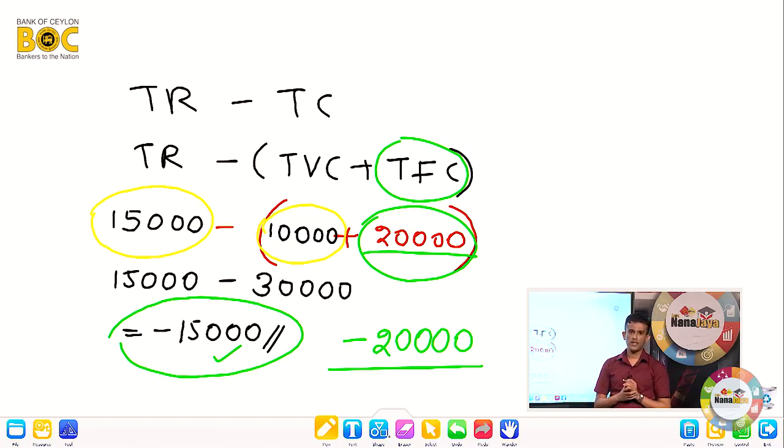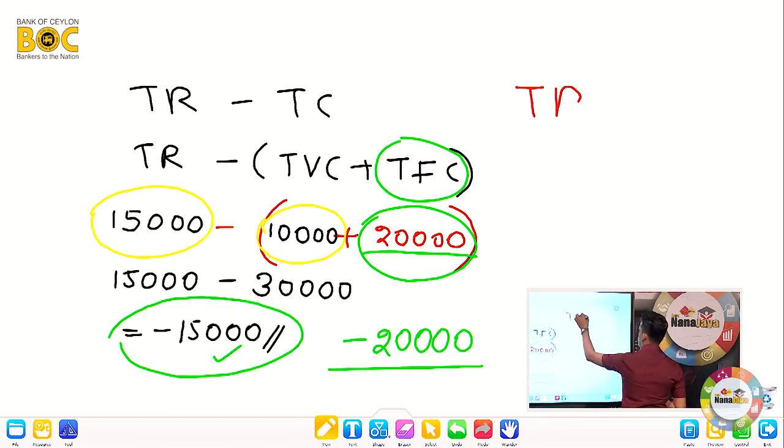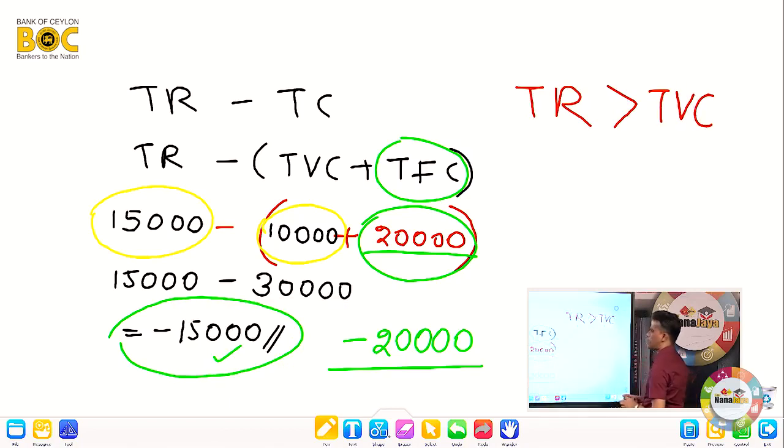Therefore, the firm should carry out the production. As long as the total revenue of a firm is greater than the total variable cost, after recovering the variable cost from the total revenue, at least a little amount is there to recover at least a part of the fixed cost. Therefore, the firm should continue to produce. Right?